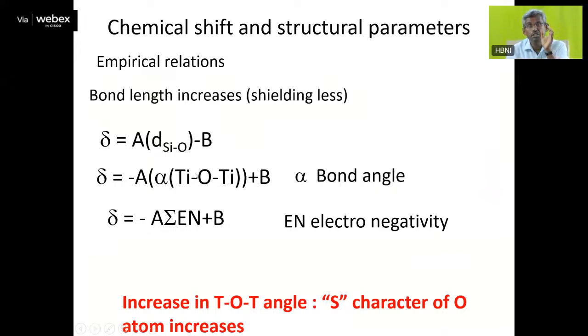That is what this equation says. What does this equation say? This equation says that angle, this alpha, corresponds to the bond angle of T-O-T. T is nothing but silicon, oxygen we know, and T is again silicon. T is not titanium. I have written it here because this is a T. Of course, I should have written it as T.